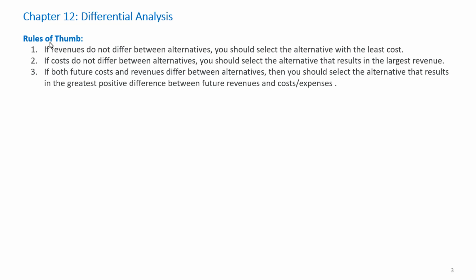Now let's talk about some rules of thumb. For certain decisions, revenues do not differ between alternatives. Under those circumstances, management should select the alternative with the least cost. In other situations, costs do not differ between alternatives. Accordingly, management should select the alternative that results in the largest revenue. Many times, both future costs and revenues differ between alternatives. In these situations, management should select the alternative that results in the greatest possible difference between future revenues and expenses.